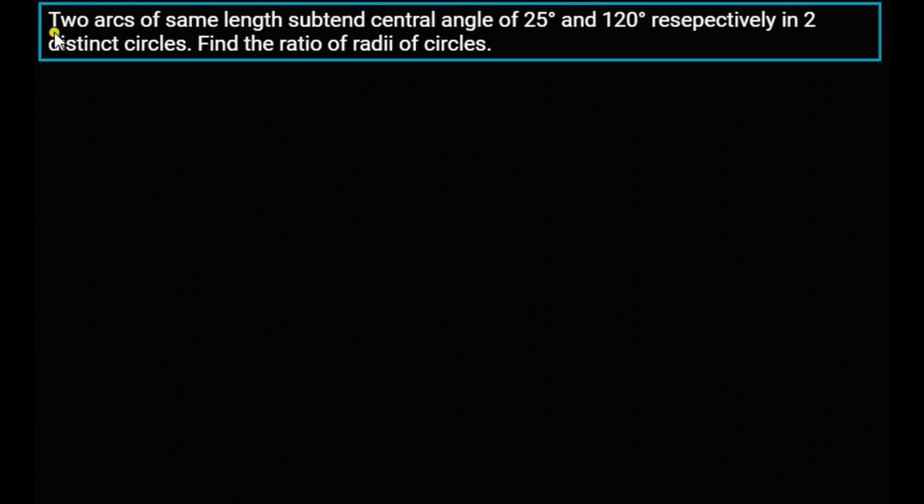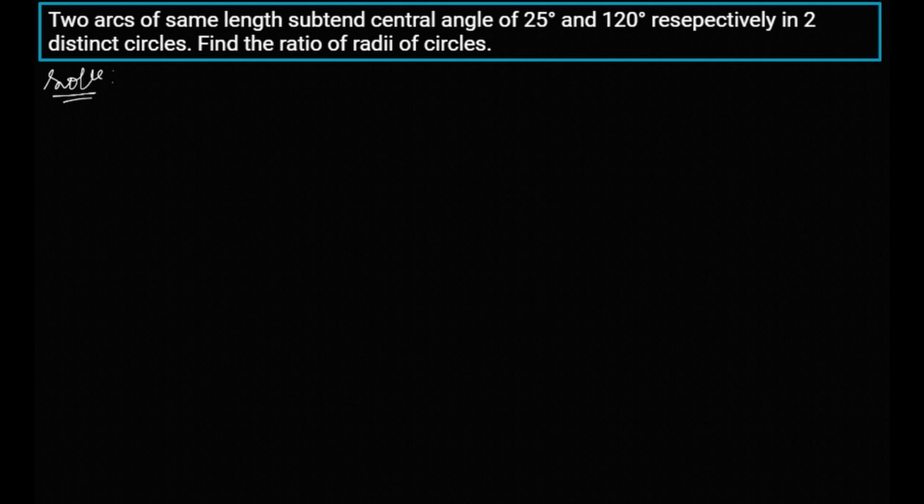The next question is, two arcs of same length subtend the central angle of 25 degrees and 120 degrees respectively in two distinct circles. Find the ratio of radii of circles. We can use the same formula, that is S is equal to r theta, and take the ratio of two different circles to find the ratio of the radii of two circles.